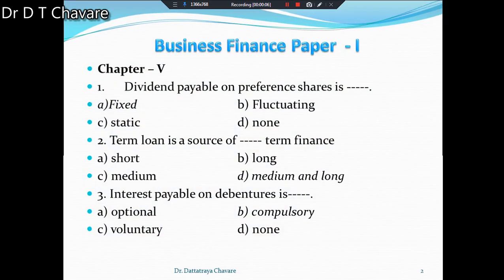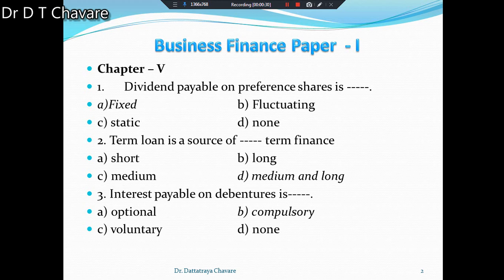Today we have to study chapter number 5 and what type of MCQs may be there. Under this chapter also some MCQs are given. Those MCQs we are going to study here. First MCQ is given here: dividend payable on preference share is dash dash.